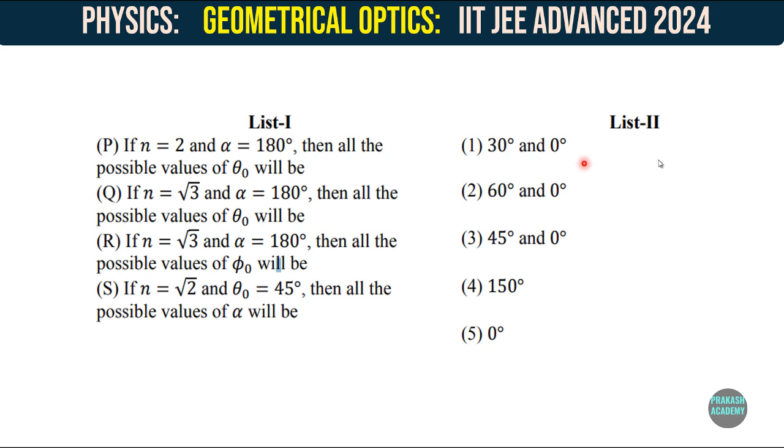Basically two lists have been given. In one list the values of n and alpha have been given, and in the other list the possible values of theta naught have been given, and then you have to match the entries. So if you get a relationship between n, alpha and theta naught, you can check all these entries. We will check 1 and 2, that is P and Q, and R and S you can check yourself.